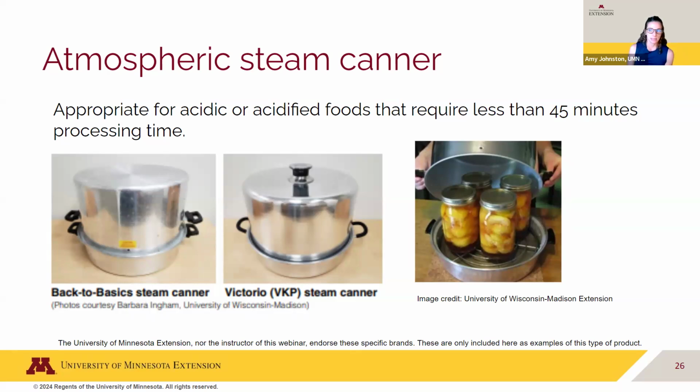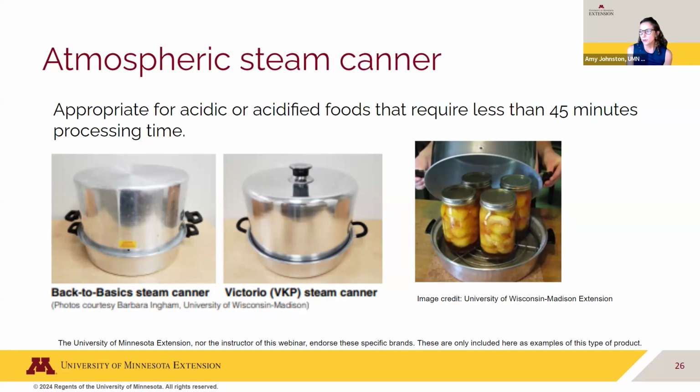And the reason being is in a steam canner, if you look at the picture with the canned fruit in it, the water is in the bottom of the canner. So there's only about 2 quarts of water versus the 16 quarters that are usually in a boiling water bath canner. So because we have less water, we're going to be limited on time.